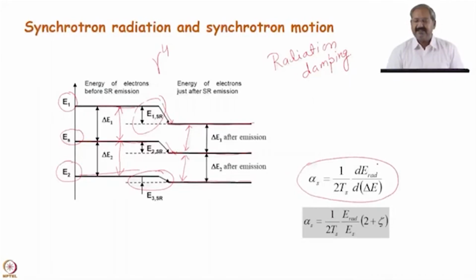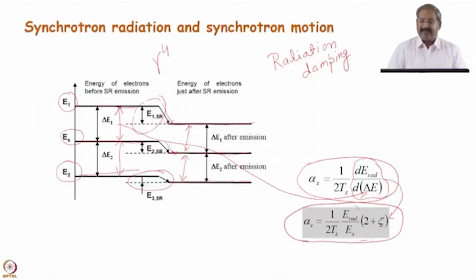Here you can see the derivative of dE radiation by delta E. Because there is a delta E term, the damping coefficient will depend on the delta E energy deviation, and when we differentiate it, we come out with this number. So this is the damping coefficient in the longitudinal plane.